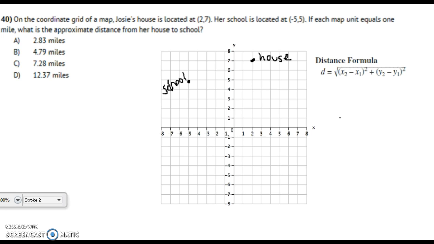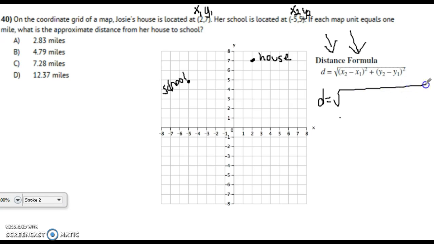But to get the exact answer, we're going to use the distance formula. And again, this is on the formula sheet. You do not have to have it memorized. You just need to know how to use it. So I'm going to label my ordered pairs x1 and y1 and x2 and y2. I could do all of this problem without ever looking at a graph, just by simply plugging it into the distance formula.